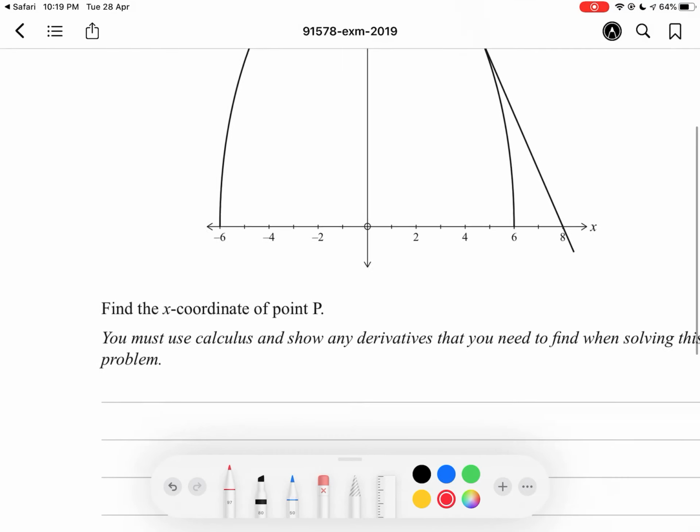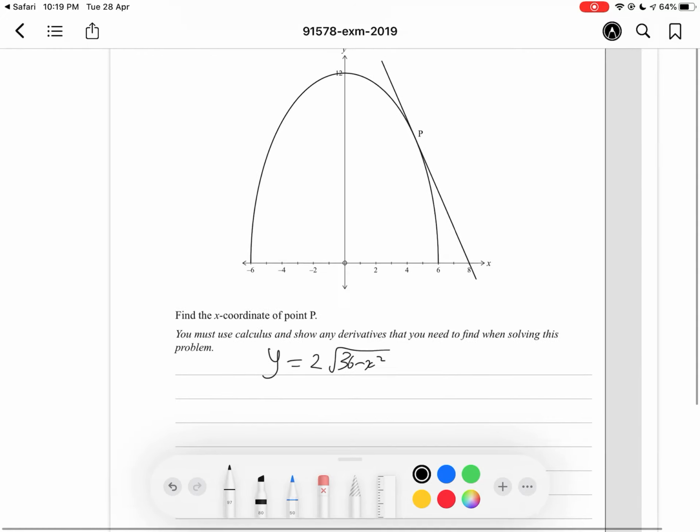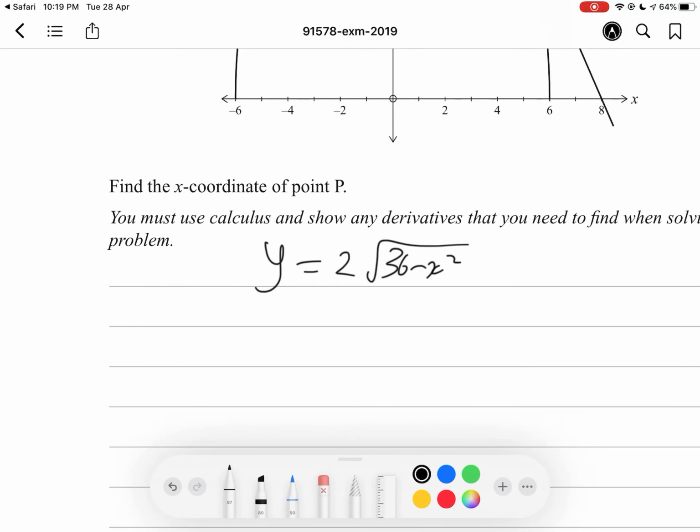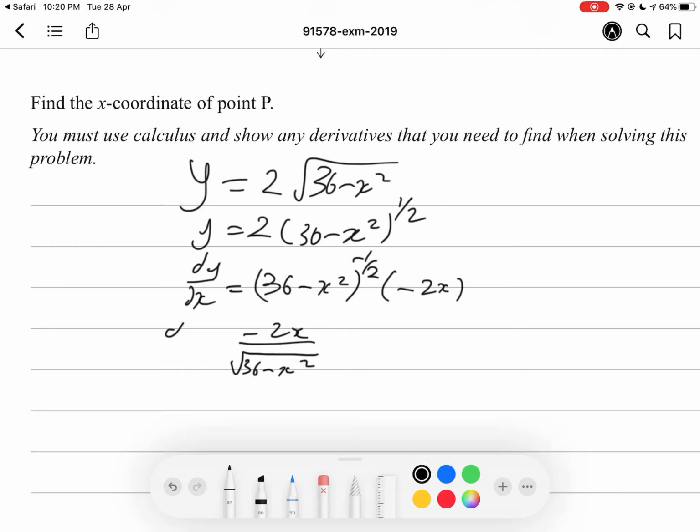Alright, so first things first, if you want to find a tangent, you're going to need to find the derivative. So y equals 2 root 36 minus x squared. If we rearrange the square root to the power of 1/2 instead, we can differentiate. So we're going to use our chain rule again. So dy over dx equals 1/2 times 2 is just 1, so we don't need to write anything in front of it, to the power of negative 1/2, times the derivative of the inner function, which is negative 2x. So negative 2x over square root of 36 minus x squared, that's our dy over dx.